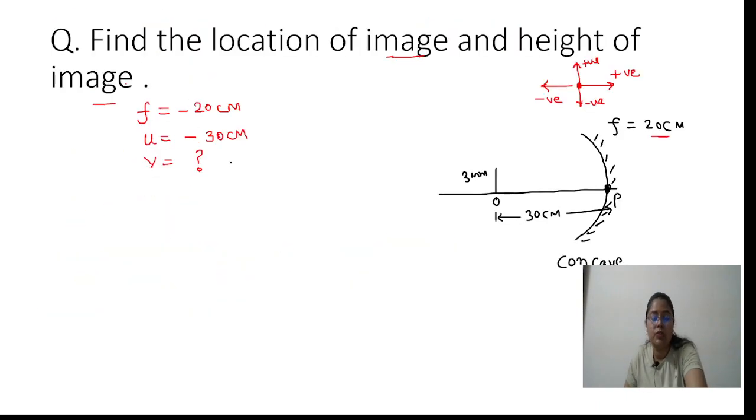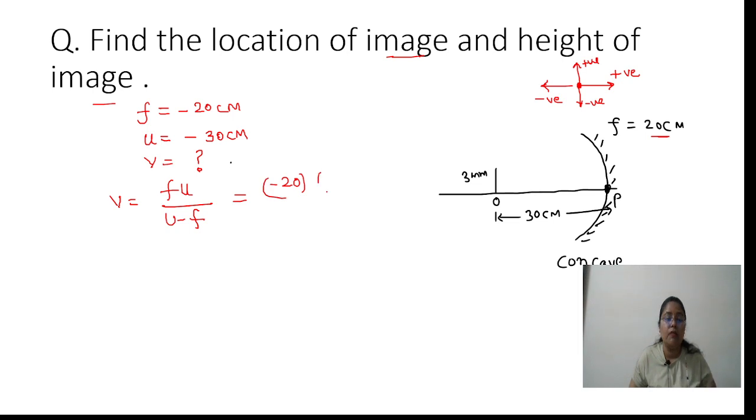V is equal to fU upon U minus f. We will apply it. What is f? Put the value, minus 20 here. What is the value of U? Minus 30 here. And divided by U minus f, which is minus 30 minus minus 20.